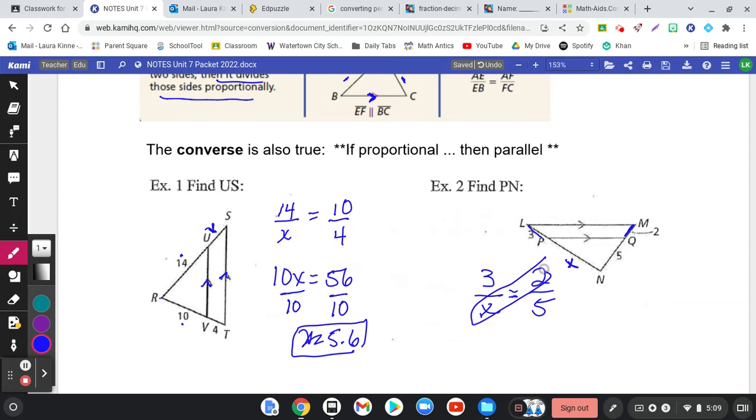All right, so we'll cross multiply. 2X equals 15 divided by 2. X equals 7.5. All right.